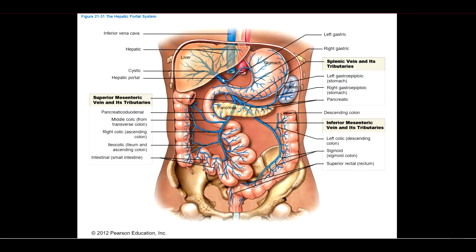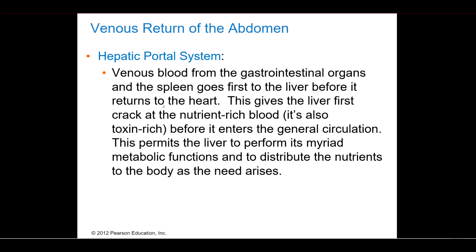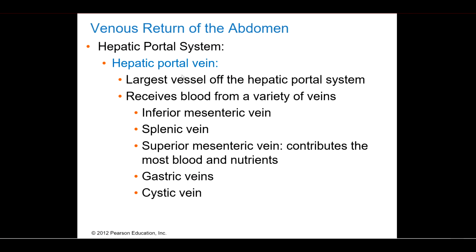It's important that you don't just call this the hepatic vein, because that's these up over here. That would be incorrect. This is the hepatic portal vein, right? So that's an important distinction. Okay, so the hepatic portal vein, again, is the largest vessel of the hepatic portal system. It's basically receiving blood from the inferior mesenteric vein, the superior mesenteric vein. This is the big one.